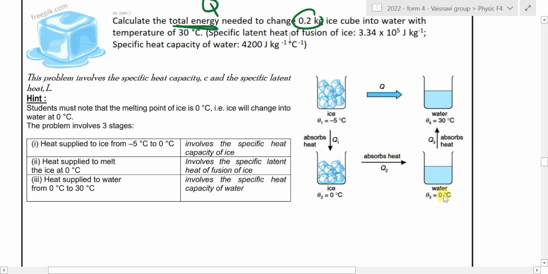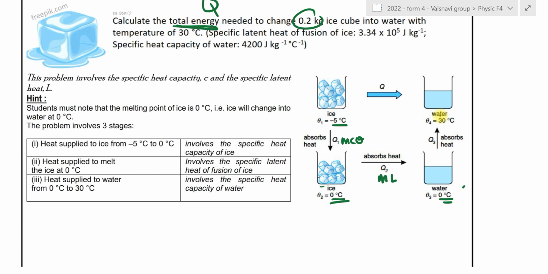And from water at 0 degrees Celsius, you need to become water at 30 degrees Celsius. So, stage by stage. Jadi, kamu kena buat satu persatu. Dekat sini, kamu tengok temperature change kan? Jadi, guna mcθ dulu. Dekat sini, 0 degrees Celsius, 0 degrees Celsius, ice becoming water. Latent heat. Jadi, lepas tu, water becoming water saja. Maksudnya, phase of matter does not change. That means, mcθ lah. Another thing you can see the temperature change, right? So mcθ.